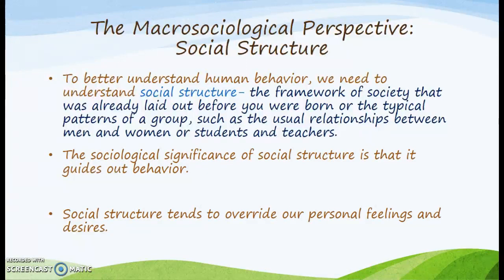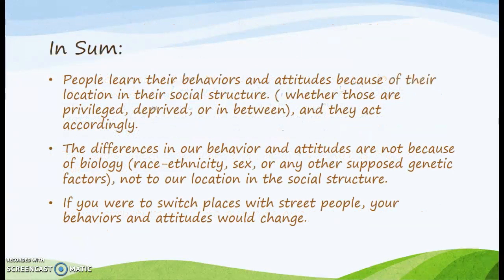It is important to know that anything that you do within your social structure is generally something that was already prescribed to you, okay? And you'll see what I mean as we continue to talk about this. So really, it tends to override our personal feelings and desires because it was there before we started desiring anything. So, in conclusion, for this piece, people learn their behaviors and attitudes because of their location in their social structure, whether those are privileged, deprived, or in between somewhere, which most of us are on the in-between, they act accordingly, right?